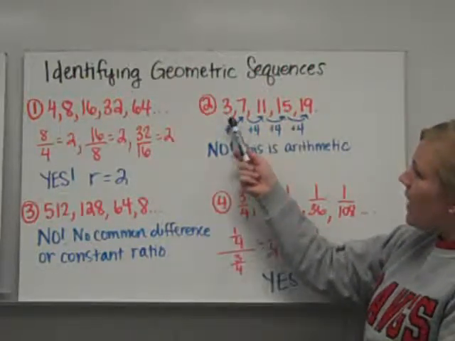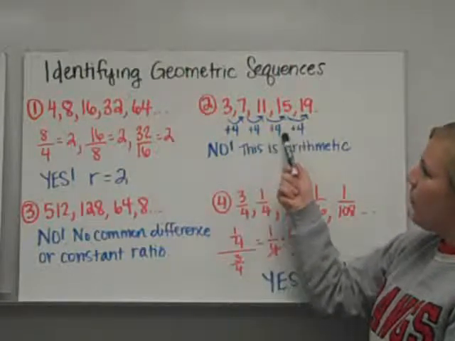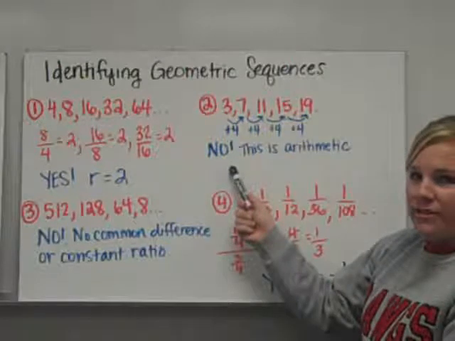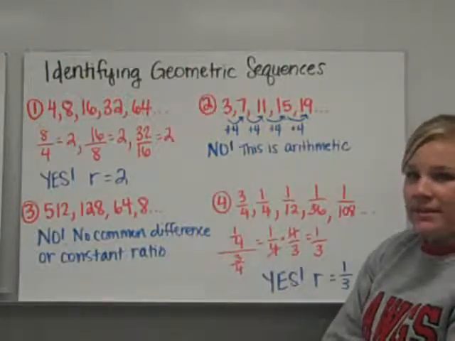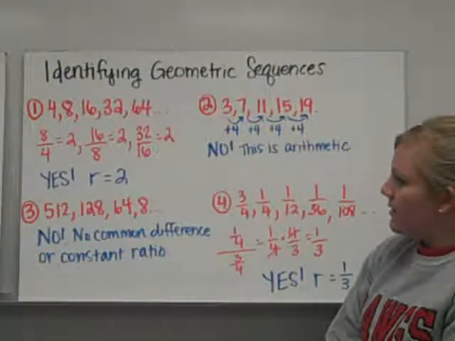Number 2, I have a sequence, and it's very clear to me that to get from one term to the next, I'm adding 4. This is not a geometric sequence because there's actually a common difference here. We know that this is called an arithmetic sequence.